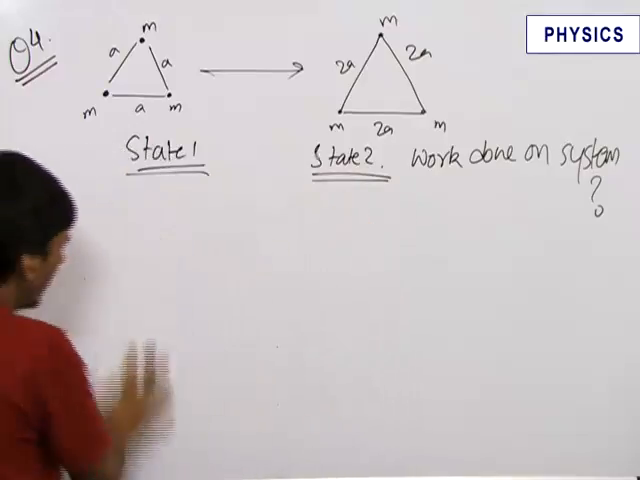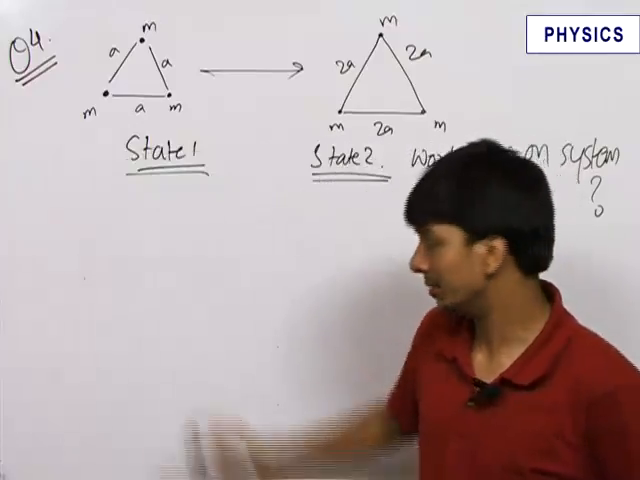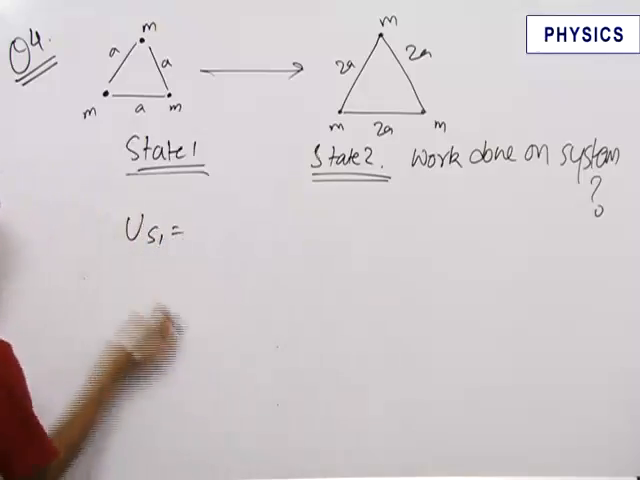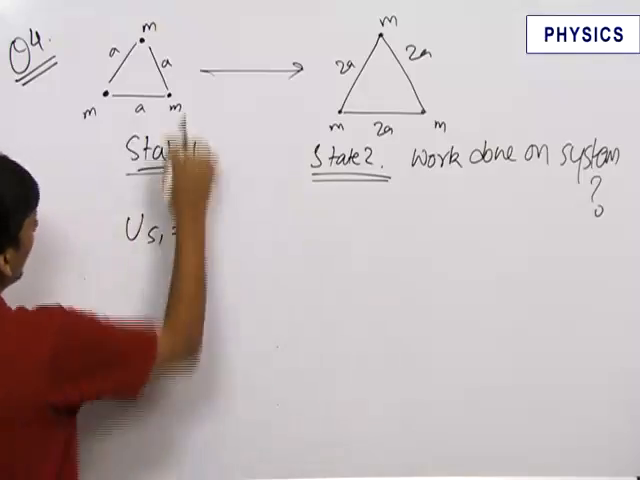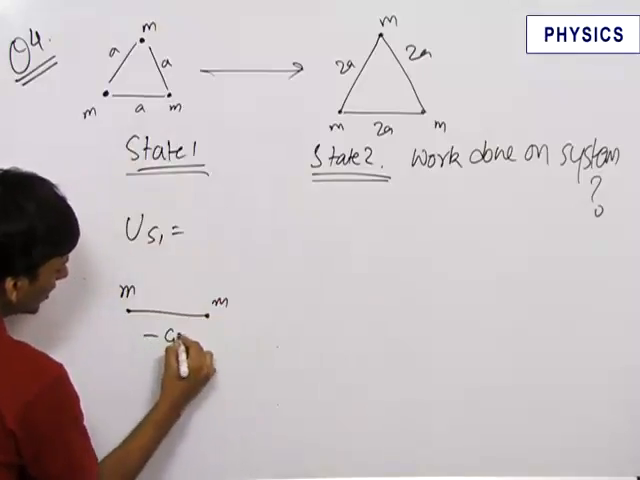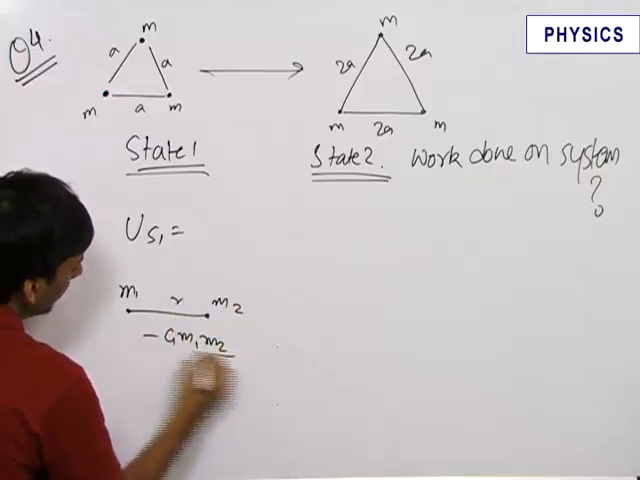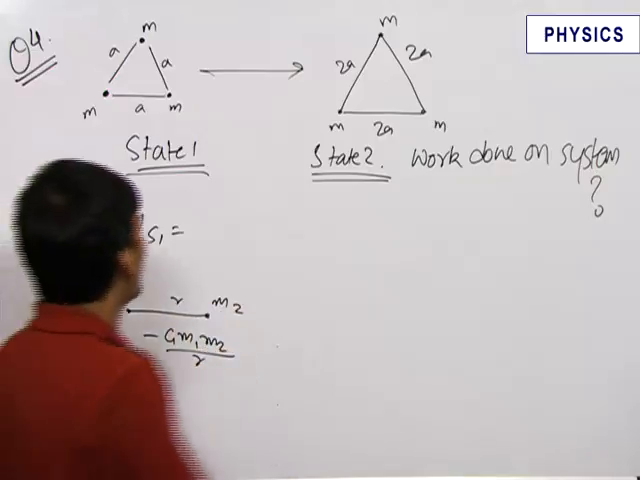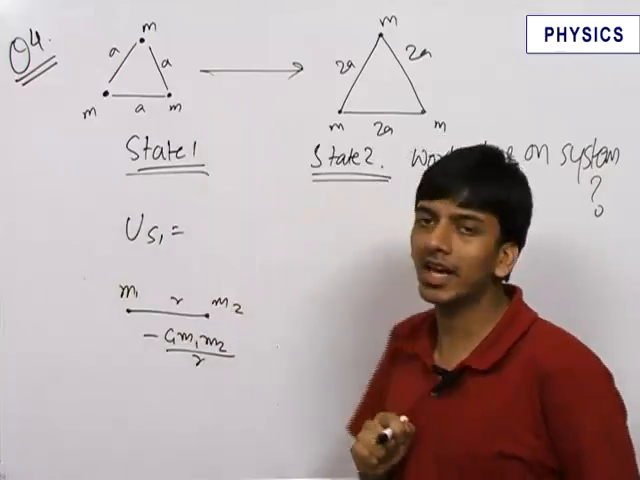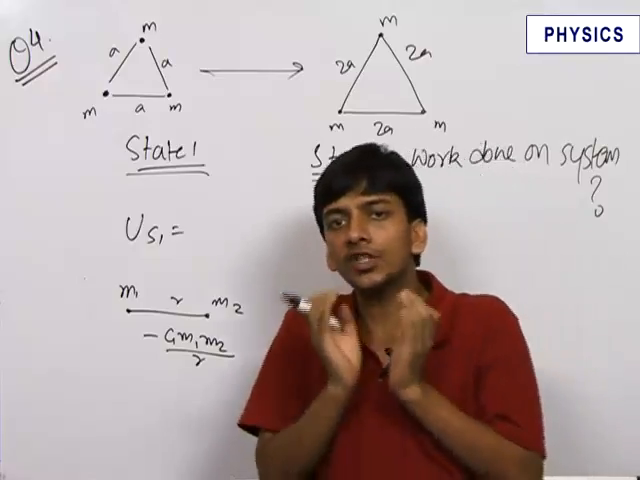Now this question can be directly solved using the concept of potential energy. The potential energy in state 1 of the object can be written as, for a 2 mass system, the potential energy is equal to minus G m1 m2 upon r. For a 3 mass system or a multiple mass system, the total potential energy can be written as the summation of potential energy of each of the pairs.